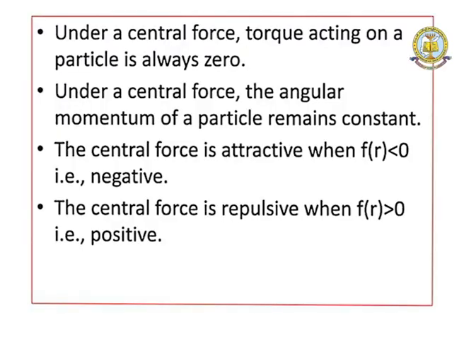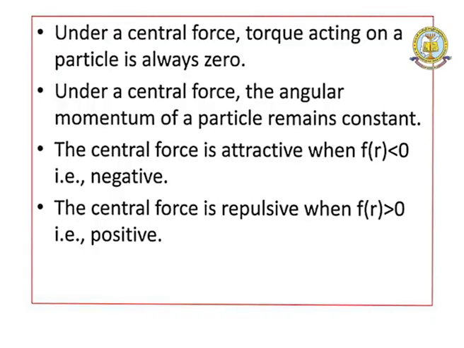Another one: under a central force, the torque acting on a particle is always 0. Torque is equal to r cross F, so the torque is equal to 0. Under a central force, the angular momentum of a particle also remains constant. These relate torque and angular momentum. Torque equals 0, that is torque equals dL by dt, so L is constant. L means angular momentum, and the angular momentum of the particle remains constant.